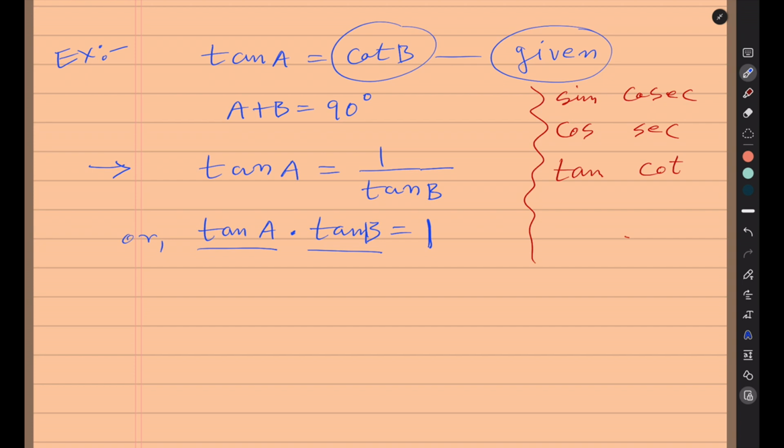Okay, so how should we attack this problem?